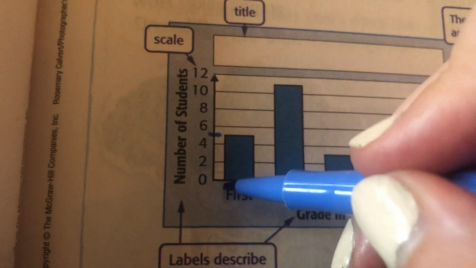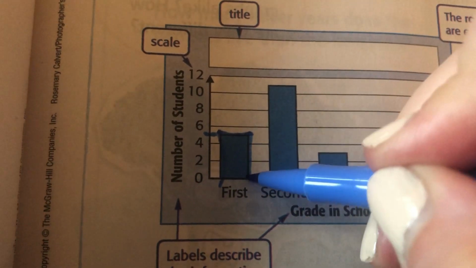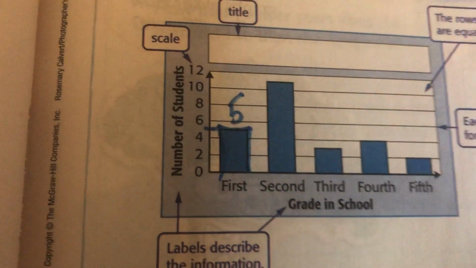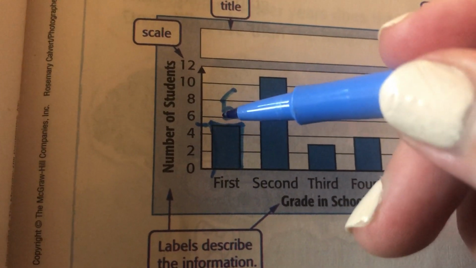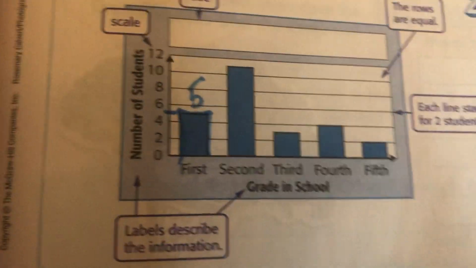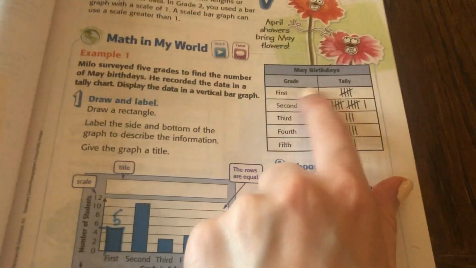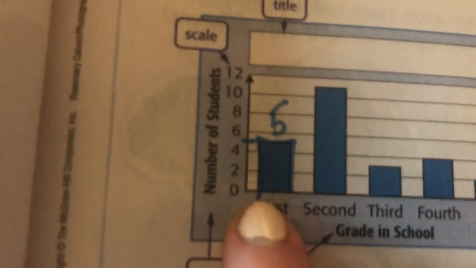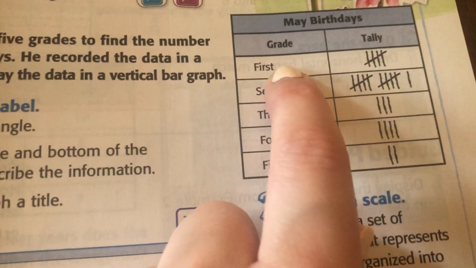So we know that these 1st graders are 5 because it's up to the middle mark. It's not quite up to 6 yet, but it's not at 4. And so 1st graders is 5. And if we go over here, 1st graders, that's 5 tally marks.